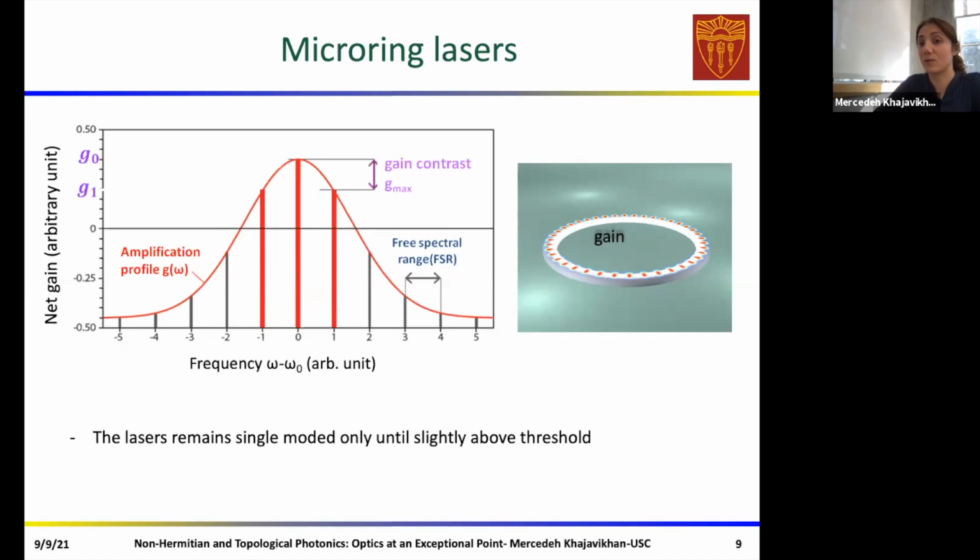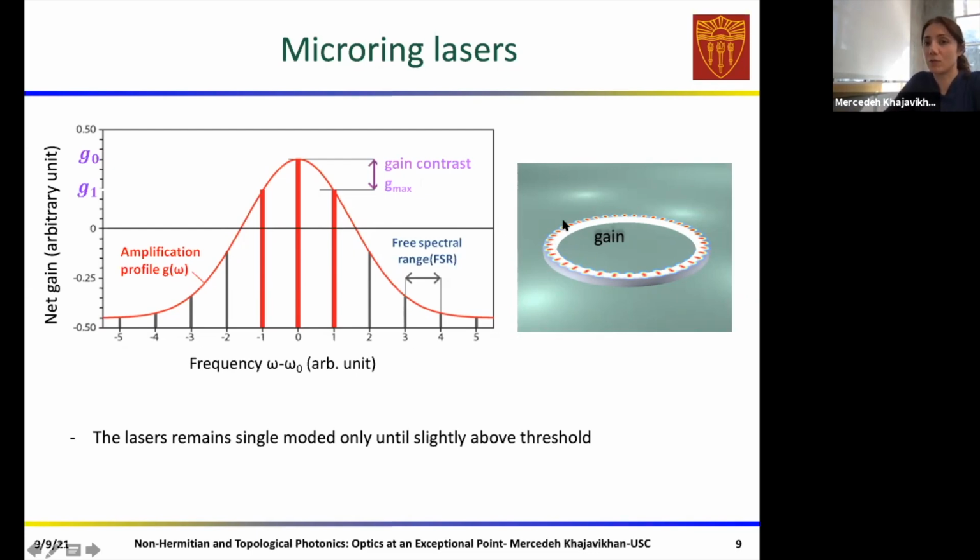100 nanometers of spectral width of gain. At the same time, let's say if we have a ring resonator with a radius of 10 micron or 20 micron, the spacing between these resonances will be about 5 nanometers. So immediately you can see that very quickly and very easily, these systems can become multi-moded.